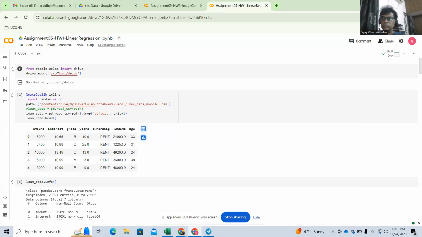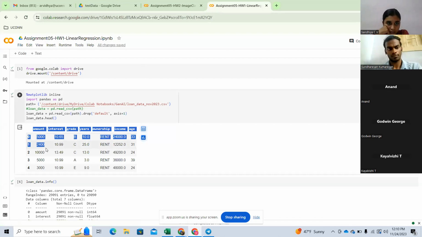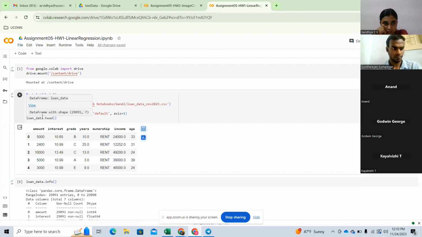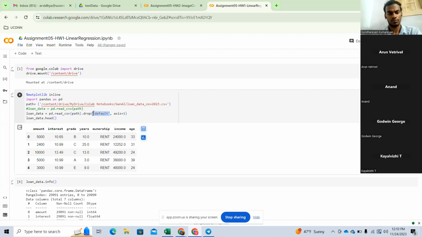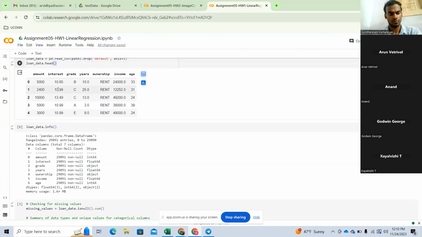So the homework assignment was to find the loan amount, I mean the amount column here, using linear regression. We have the loan data here, which has amount, interest rates, grade of the credit, that's the credit score, years of employment, ownership, income, age, and for this data we have dropped the value default, which is either 0 or 1, and I proceeded with only the other columns.